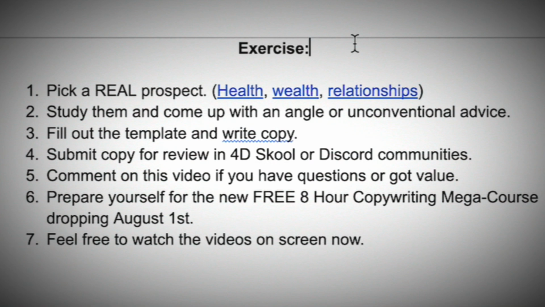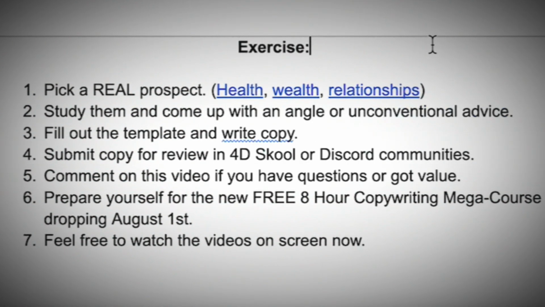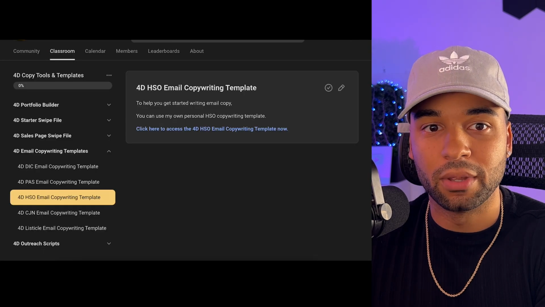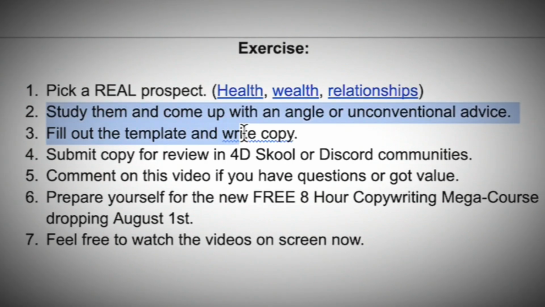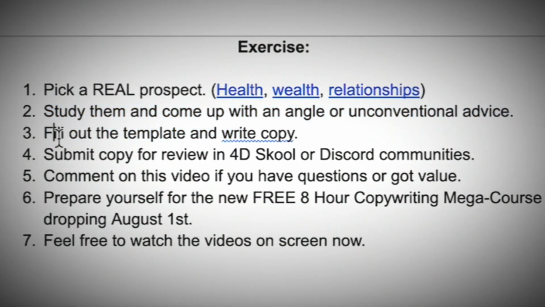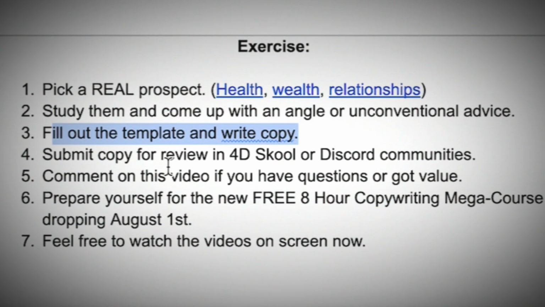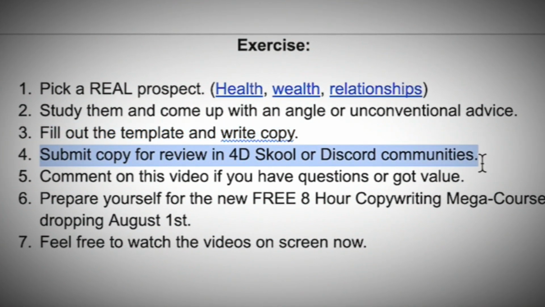So guys, now we have to go through an exercise because even if you just sat here and watched the whole thing, again, it doesn't matter unless you actually do the action. So number one, you're gonna wanna pick a real prospect. I have some examples here if you would like to check them out. Again, that will all be in the free copy starter kit right in here in the starter swipe file. Then you wanna study them and come up with an angle or unconventional advice that they use in their content. Then you wanna fill out the template and write copy. Right? Really simple. Then you want to submit the copy for review in the 4D school or Discord communities that are linked down below in the description.